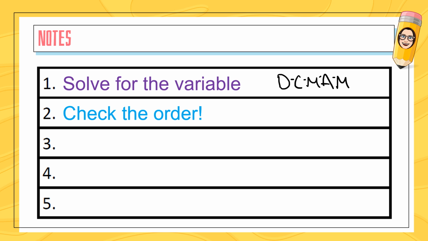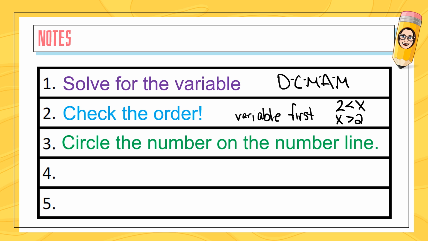Step 2, check the order. What I mean by that is we want to write the variable first, right? And what that looks like is if I have 2 less than x, we want to flip it and say x is greater than 2. See how I did that flip?